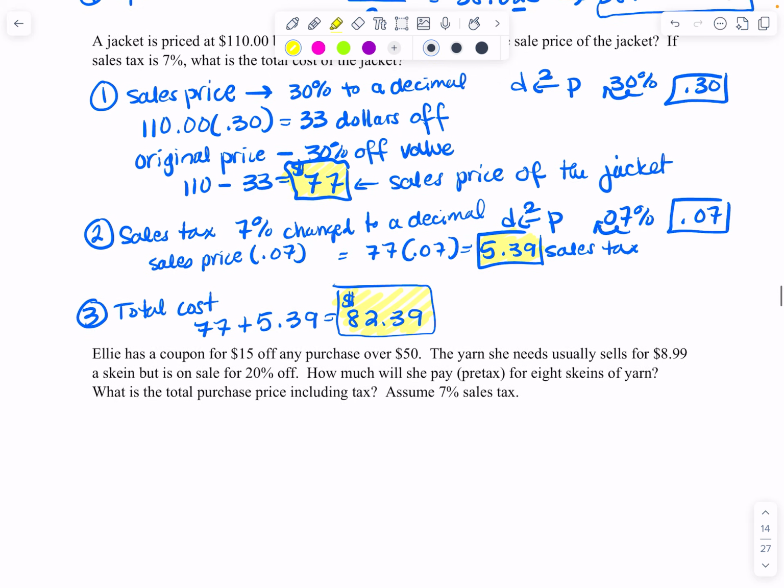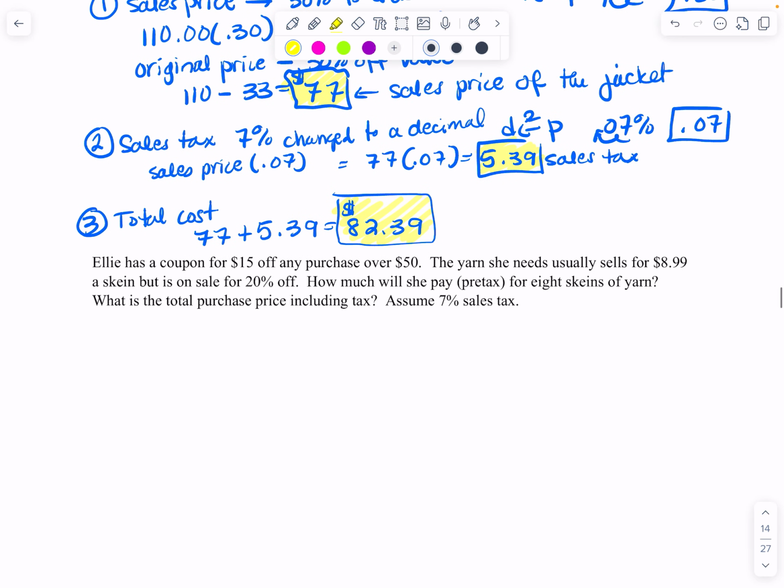Okay, this last problem is a little bit confusing, so bear with me because this is the last one of the section. Ellie has a coupon for 15% off any purchase over $50. The yarn she needs usually sells for $8.99 a skein, but is on sale for 20% off. How much will she pay pre-tax for 8 skeins of yarn? What is the total purchase price including tax? Assume a 7% tax rate.